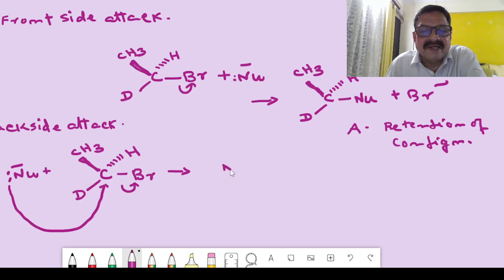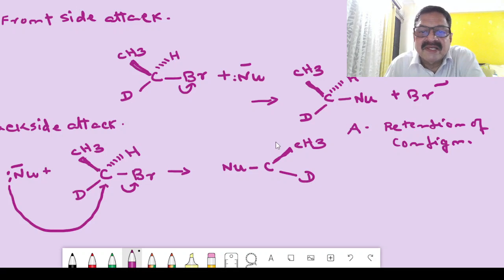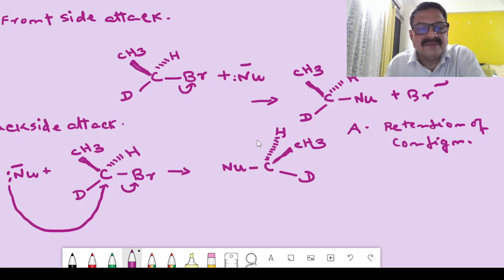Correct. Now what is the compound formed here? This nucleophile will come to this side, the left side here. Originally the bromine is on the right side, and just opposite to the bromine, the nucleophile is getting attached here. Correct. The rest of the things are all changed to this side. Now the CH3 is here, then here we have the deuterium, then we have this hydrogen here. So this is the compound being formed here.